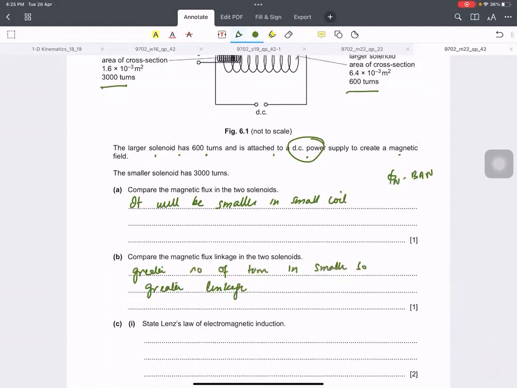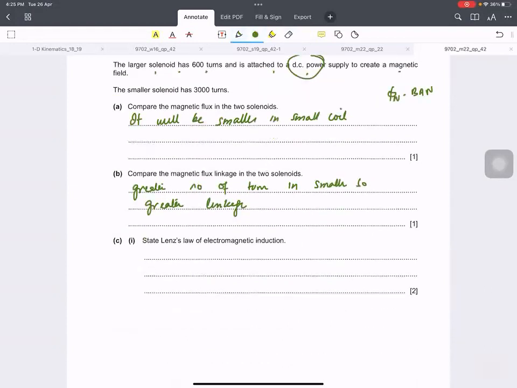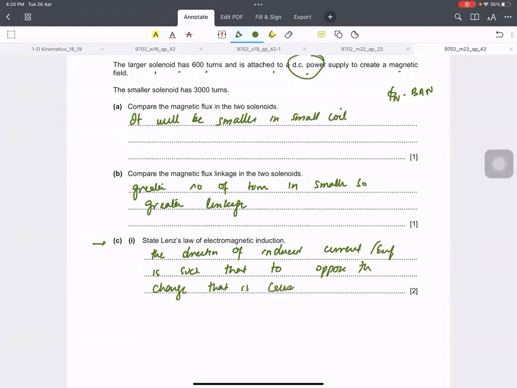Okay. Now it says state the Lenz law. This is the first time he has asked it. Wow, Faraday. So the Lenz law is that the direction of induced current, you can also write here, direction of induced current is such that to oppose the change that is causing it. So if you have forgotten about it, please check the notes.